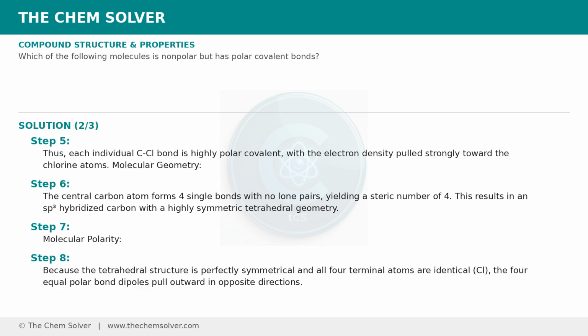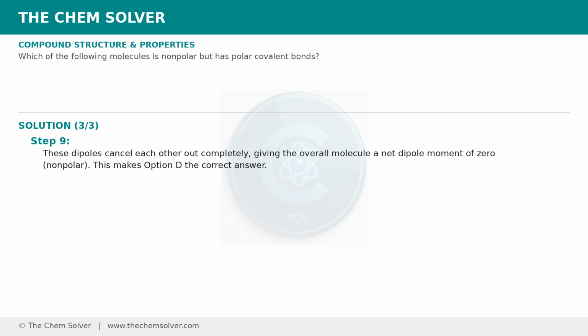Molecular polarity: because the tetrahedral structure is perfectly symmetrical and all 4 terminal atoms are identical, Cl, the 4 equal polar bond dipoles pull outward in opposite directions. These dipoles cancel each other out completely, giving the overall molecule a net dipole moment of 0, nonpolar.